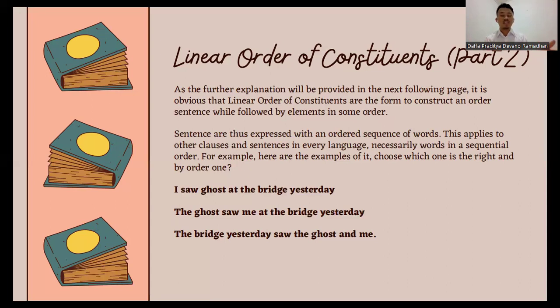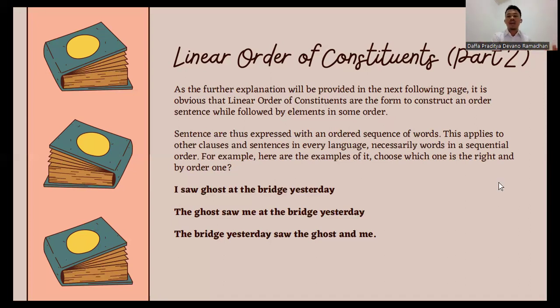So when we saw these sentences, there will be questions asking us whether the sentence is true or not, or even whether it is still logical. For example, the explanation of sentence number two is that the ghost saw me at the bridge yesterday. Logically, when we see the sentence, we start to question: does the ghost really see humans? Is that logically making sense? How can we know?